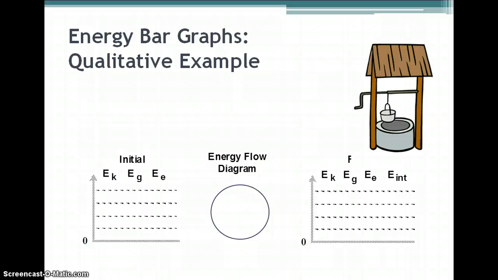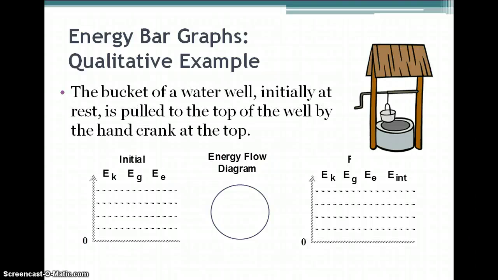Okay, here's another one. So let's say we have a water well, and the problem is about the bucket. So initially at rest, it is pulled to the top of the well by a hand crank. That's lovely. Okay, so let's say it begins then at the bottom. If it begins at the bottom of the well, it doesn't have any kinetic energy. It says it's at rest. It doesn't have any gravitational potential energy because it's at the bottom of the well. There's no spring involved, so there's no elastic. Okay, so we have no energy to begin with.